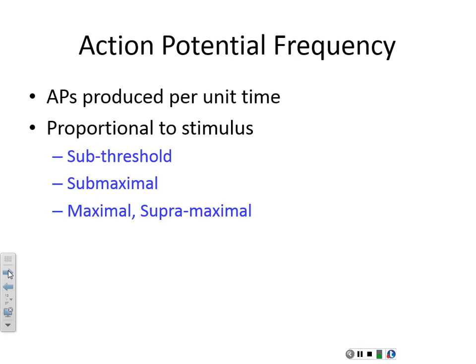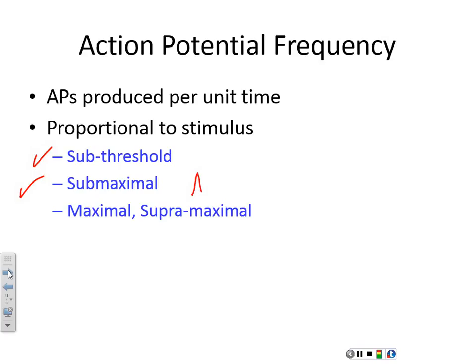So sub-threshold is going to be a graded potential, right? Because it's not going to do anything. It's going to be under threshold, so it's just going to disappear, because it's actually generated in a decremental fashion. It depolarizes or it hyperpolarizes, then it gradually comes back to resting. And then sub-maximum is above threshold, but not quite maximum. So you get one action potential here.